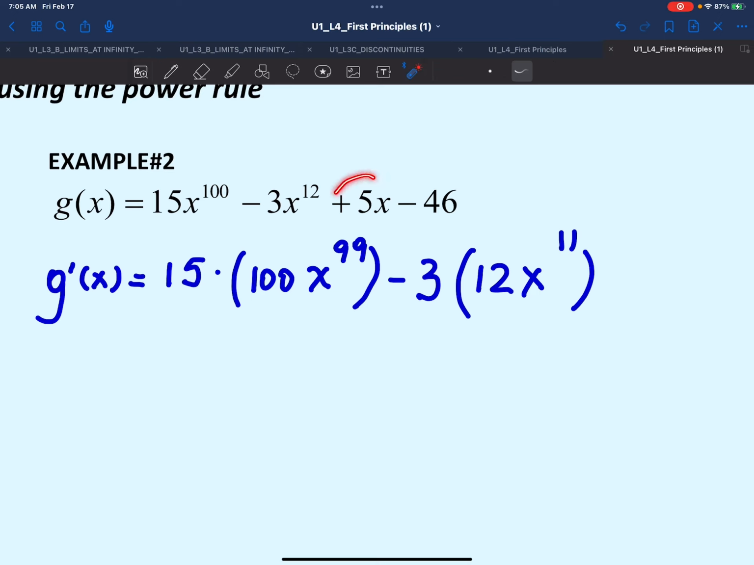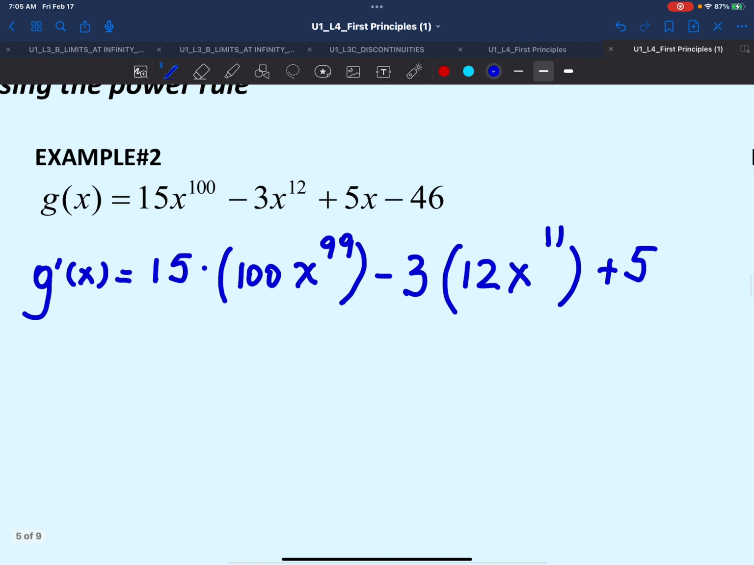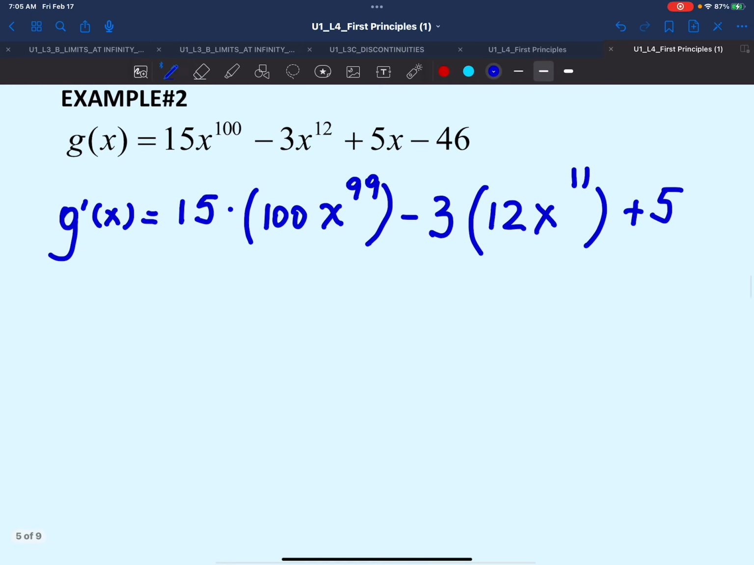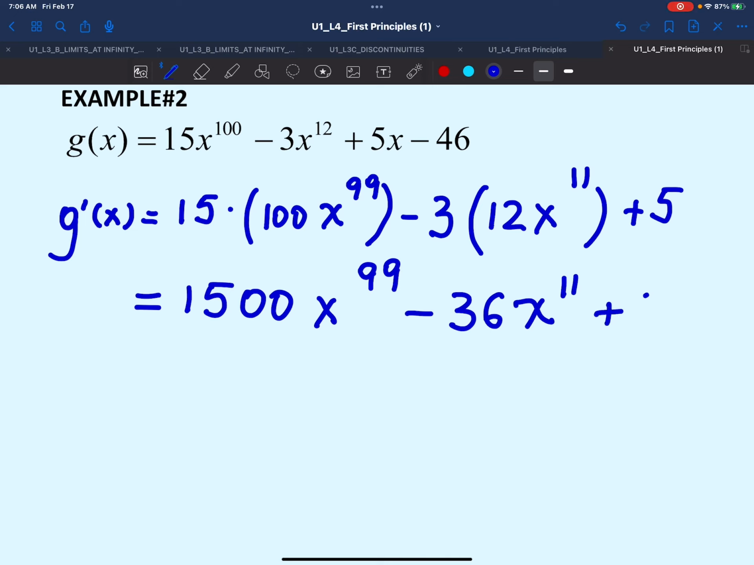And then plus 5x, this is a linear term. We know right away what to write in here. So just write 5. No need to show how you reduce the powers. And here we have a constant term, and the derivative of a constant is 0. You may write 0. You may as well write nothing at all. And I will write nothing. And in the next step, you simply simplify every term. So we have 1500x to the power of 99, and then minus 36x to the power of 11, and then plus 5. And that would be the derivative g prime x.